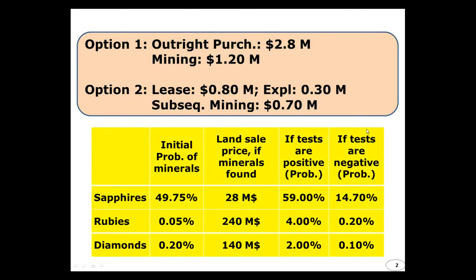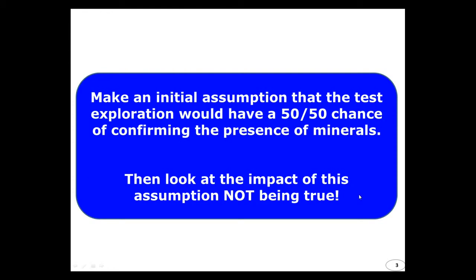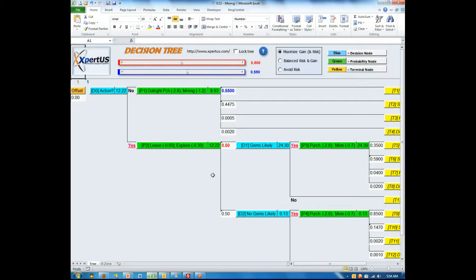And of course, these two columns show basically the likelihoods of finding the minerals if the tests are positive and negative. Since we don't know what the exploration would result, let's assume there's a 50-50 chance of confirming the presence of minerals. But as you can see, here are two options: outright purchase or lease. And if you lease and then explore, there are two possibilities. You might find gems or not.